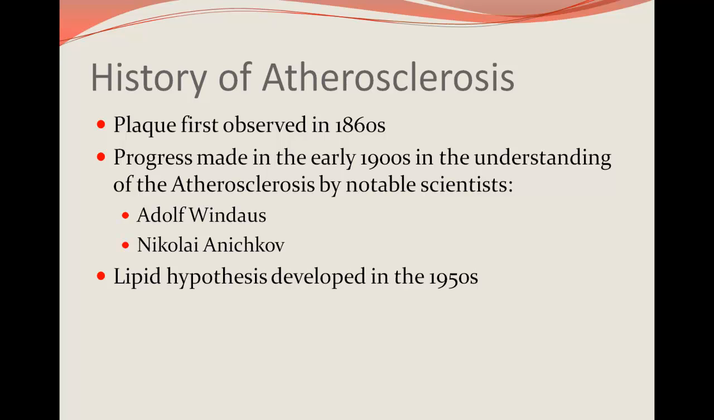The beginnings of atherosclerosis can be found in the 1860s when plaque was first observed within the arteries, though little to nothing was understood of its composition or origins. Then, in 1910, a German by the name of Adolf Windaus found that the arterial damage from atherosclerosis had 6 to 20 times as much cholesterol as a normal artery. About the same time, a Russian by the name of Nikolai Onychkov identified the monocytes and foam cells present in atherosclerosis. In addition, Onychkov discovered that feeding rabbits high cholesterol diets induced atherosclerosis.